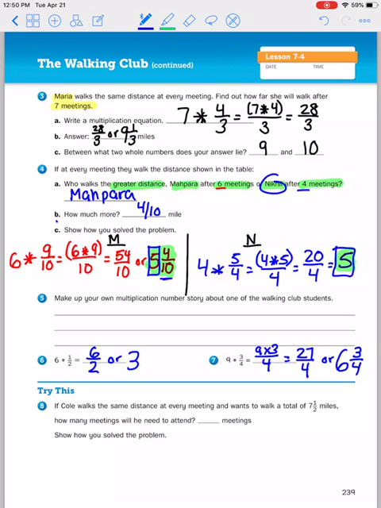All right, let's look at the bonus. If Cole walks the same distance at every meeting and wants to walk a total of 7 1/2 miles, how many meetings will he need to attend? Okay, so this is a little bit tricky.